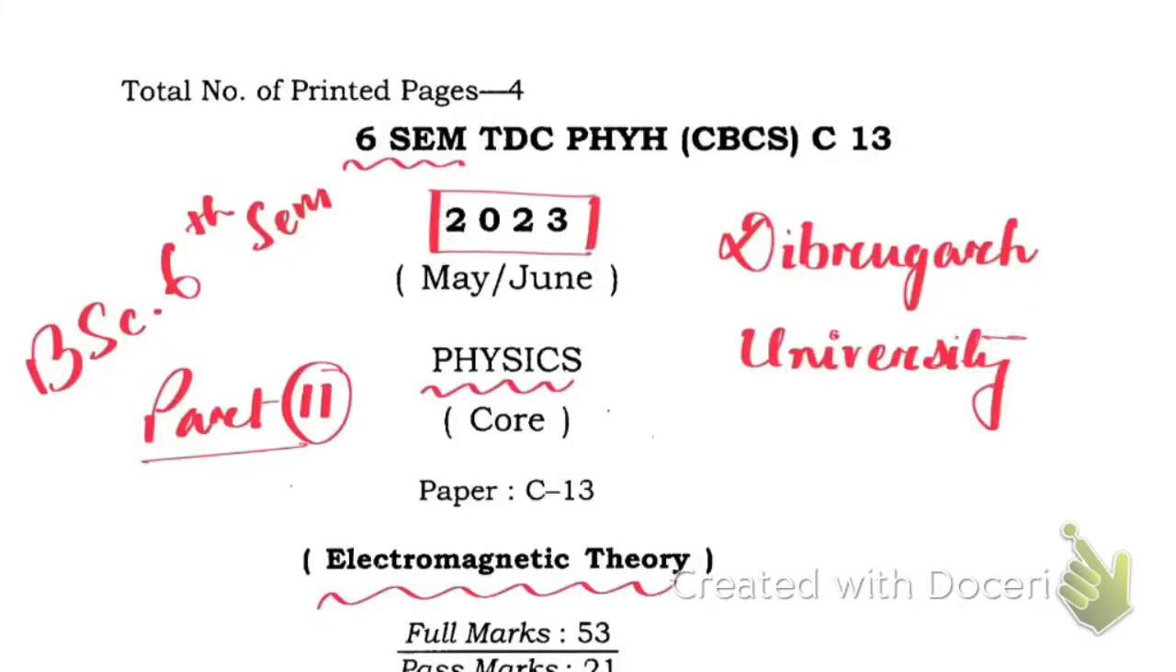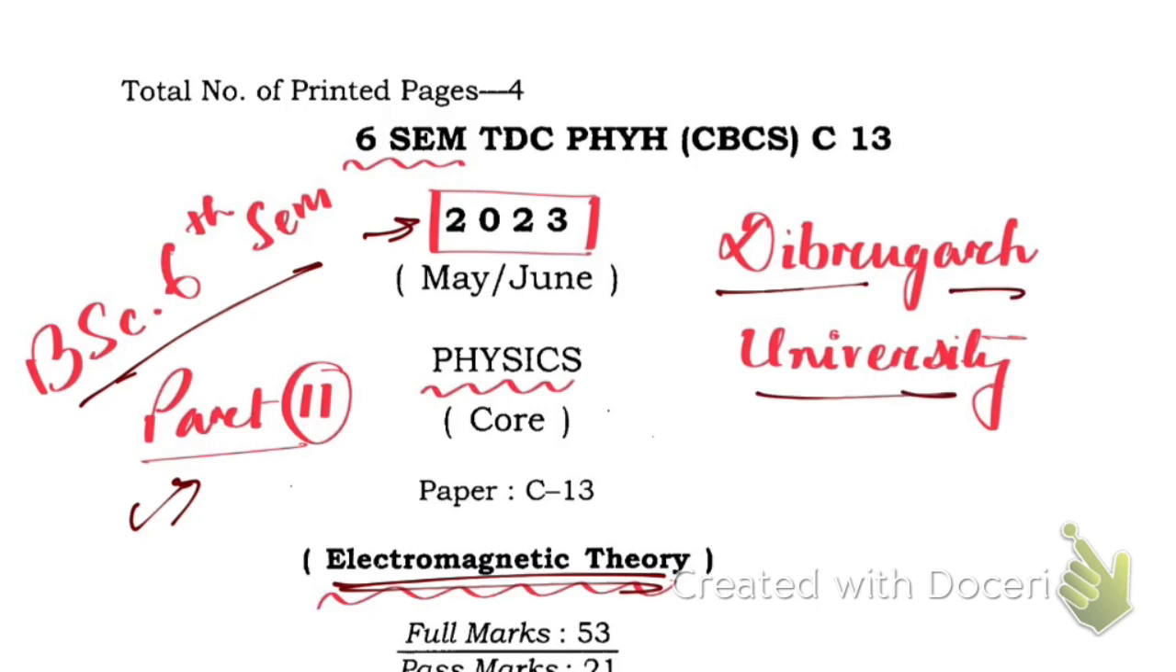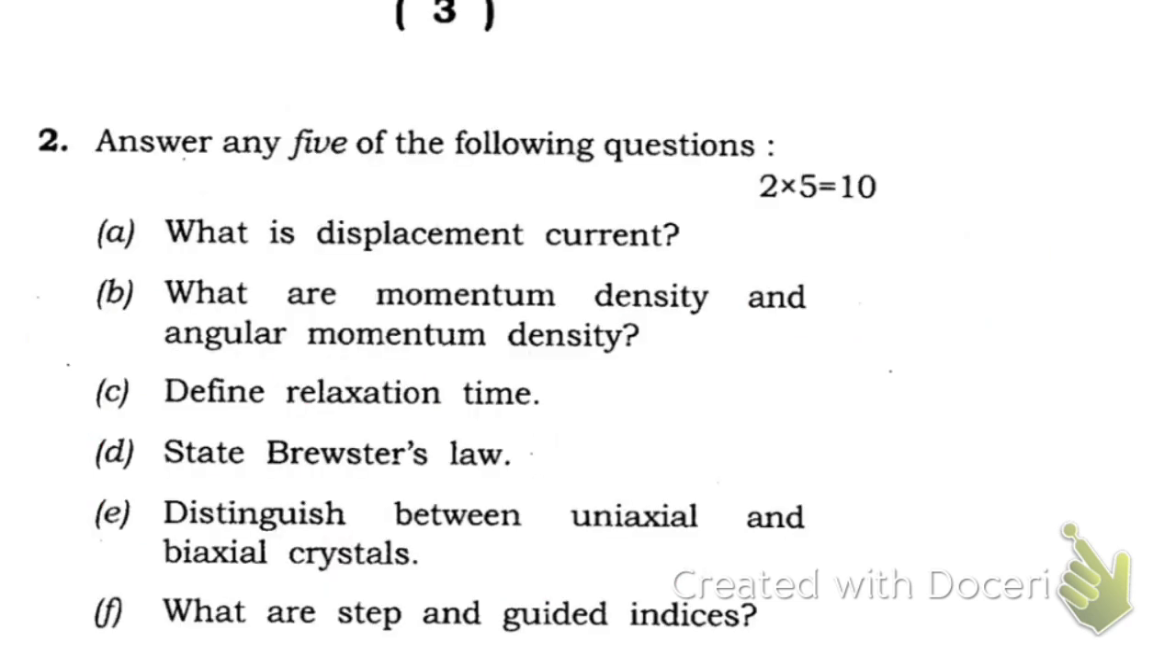Hello friends, this is part 2 of the electromagnetic theory question paper solution of 2023 BSc 6th semester of Dibrugarh University, and we have already solved the MCQs in the last video, right? So today we're going to start from question number 2. Question number 2A, what is displacement current?